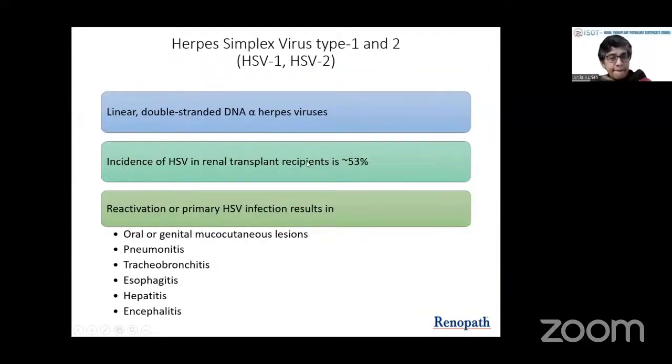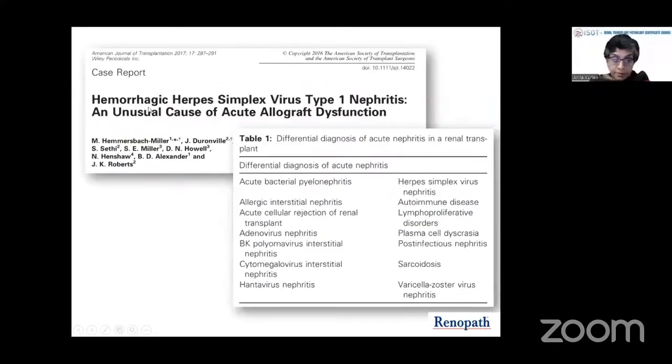So HSV, again, the incidence is around 53%. Just like CMV, it is not just restricted to the kidney. You can have multiple organs, from oral to genital mucocutaneous lesions to a number of organs having this HSV type of inflammation. And here that was Dr. Rajat's case, which was an HSV type 2. And this is an HSV type 1 virus causing nephritis.